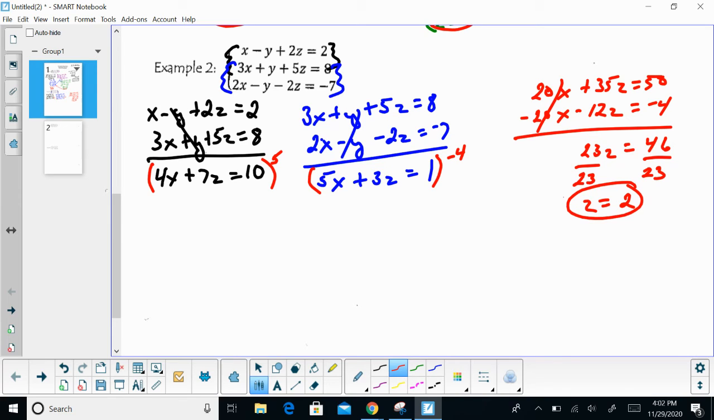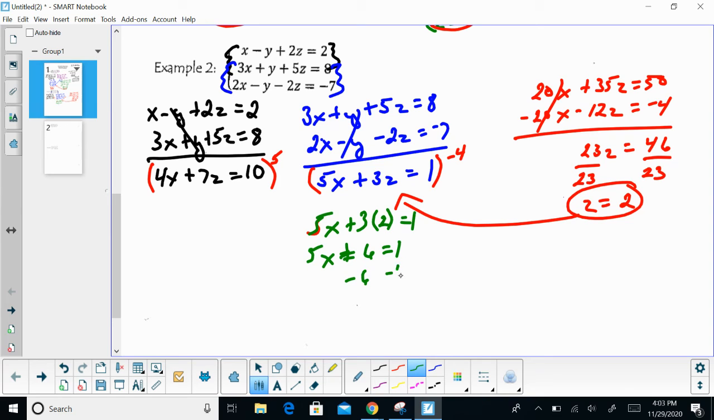So to plug it into one of these equations, let's plug it in here. I have 5x plus 3 times 2 equals 1. 3 times 2 is 6. Now I'm just solving for x. X equals -1. So now I'll take both of these pieces of information and plug it into one of my equations up top.